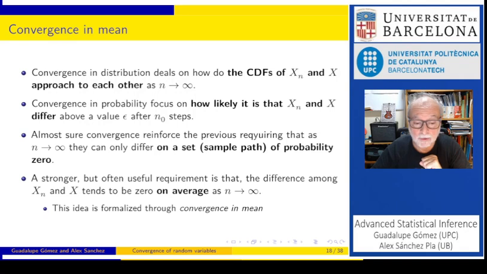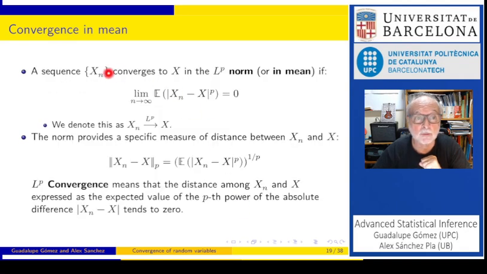Okay, so we say that a sequence xn converges to a limiting random variable in the L^p norm, or in mean, or informally, if in the limit the mean value of |xn minus x| to the p equals 0.